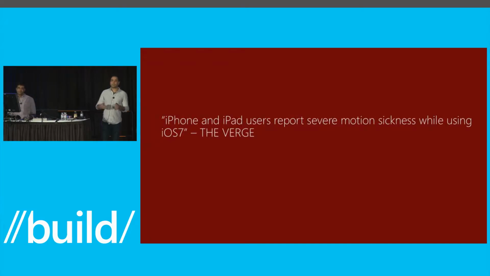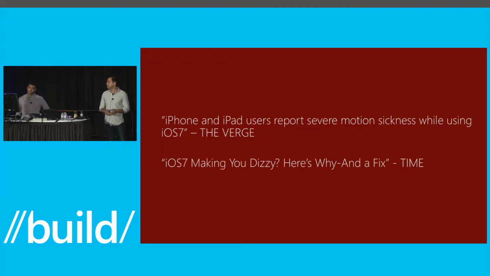So let's first talk about why animations are so important for the user experience. Let's start with some stories from the top news websites. Here's the Word saying, iPhone and iPad users report severe motion sickness while using iOS 7. And then Time had the same thing. iOS 7 making you dizzy? Here's why and a fix. So this kind of gives you an idea of how crucial animations can be to the user's experience.